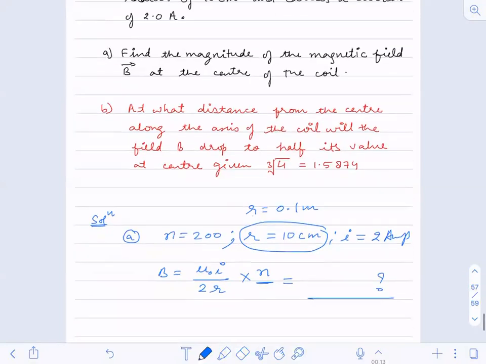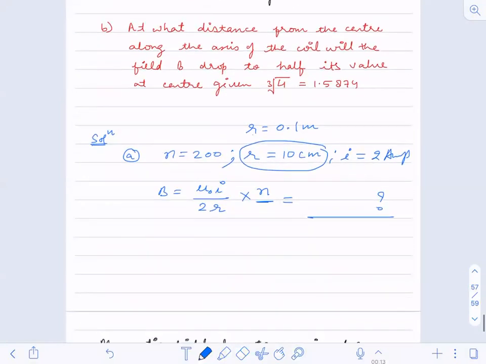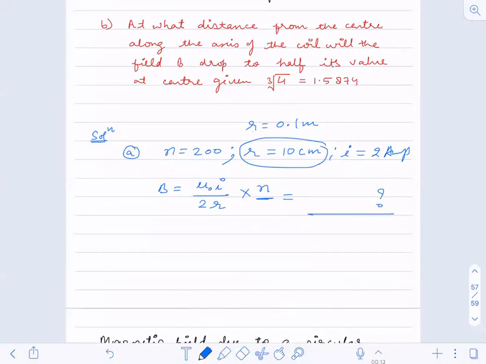At what distance from the center along the axis of the coil will the field B drop to half its value? So what is this question actually saying?